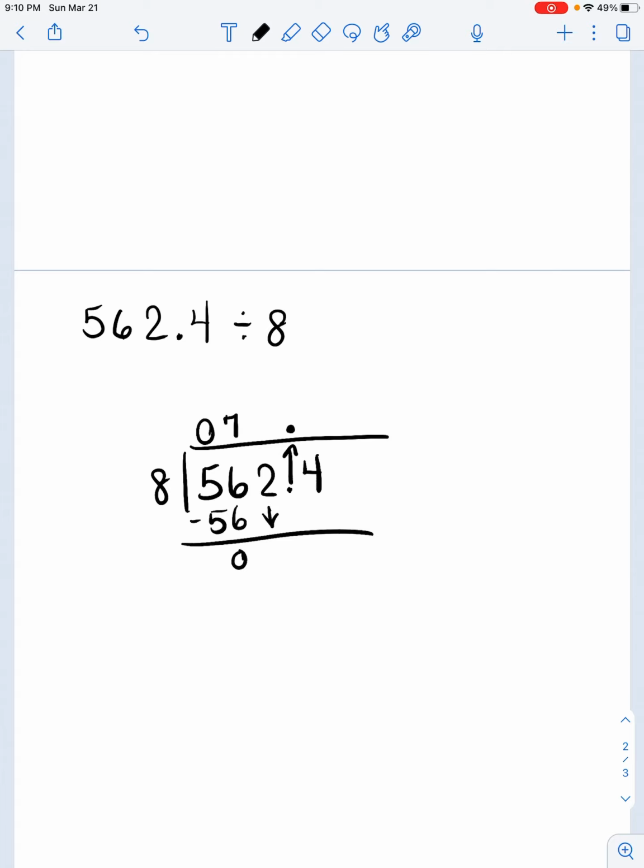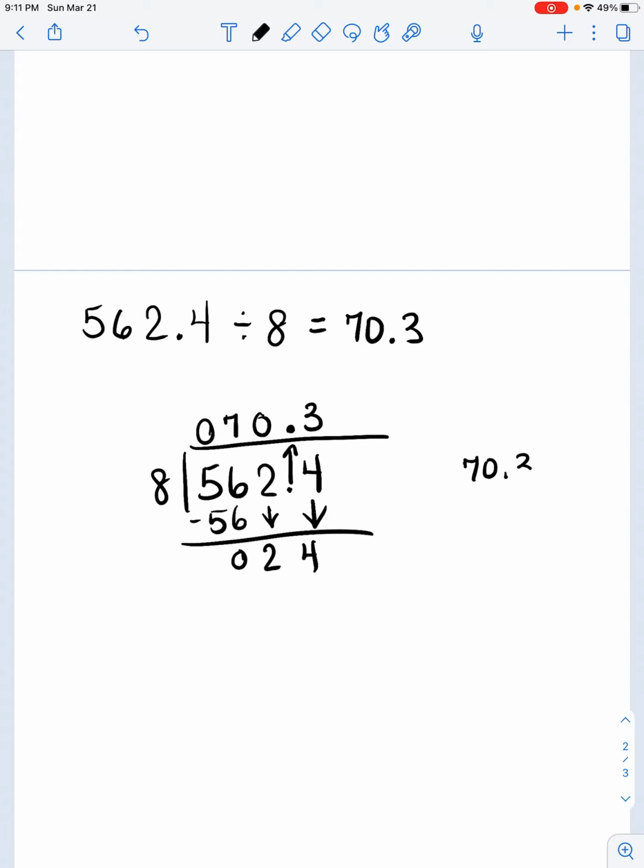Now if I bring the 2 down, 8 does not go into 2. So I have to put a 0 there to hold the place. And then I'm going to bring down the 4 for 24. And 8 goes into 24 3 times. So 562.4 divided by 8 is going to be 70.3. And if I want to check it, how do I do that?